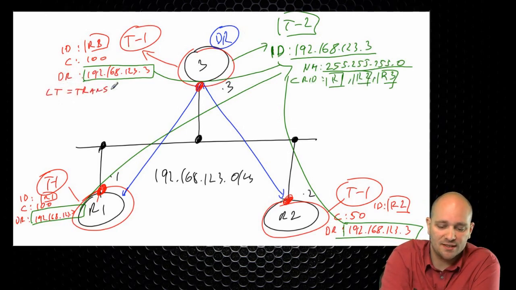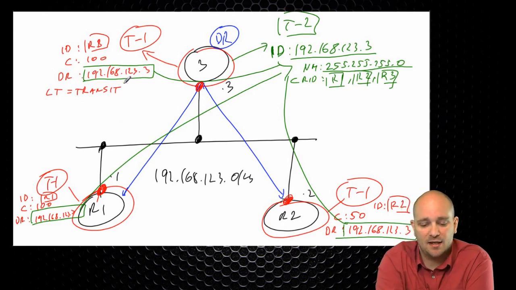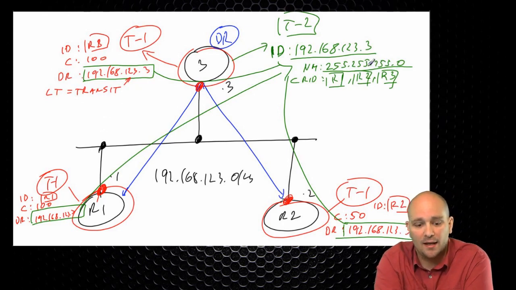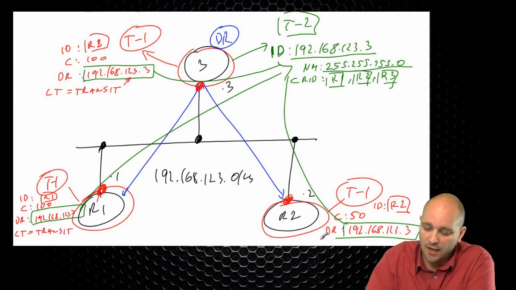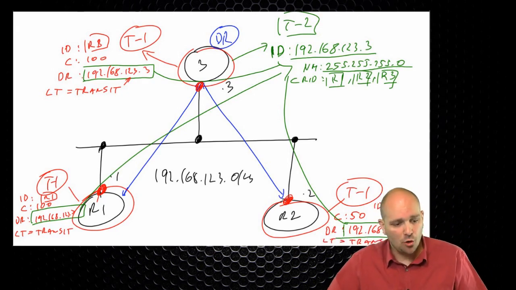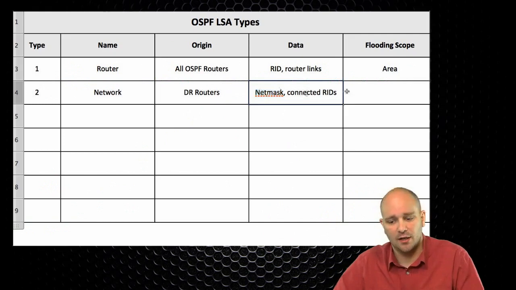When you have the transit link, you are not specifying the net mask. The net mask needs to be looked up inside the type 2 LSA that is going to be generated by the DR. So again, link type here is transit, and link type here is transit. So going back to our table, the information contained inside there is going to be the net mask and the connected router IDs.